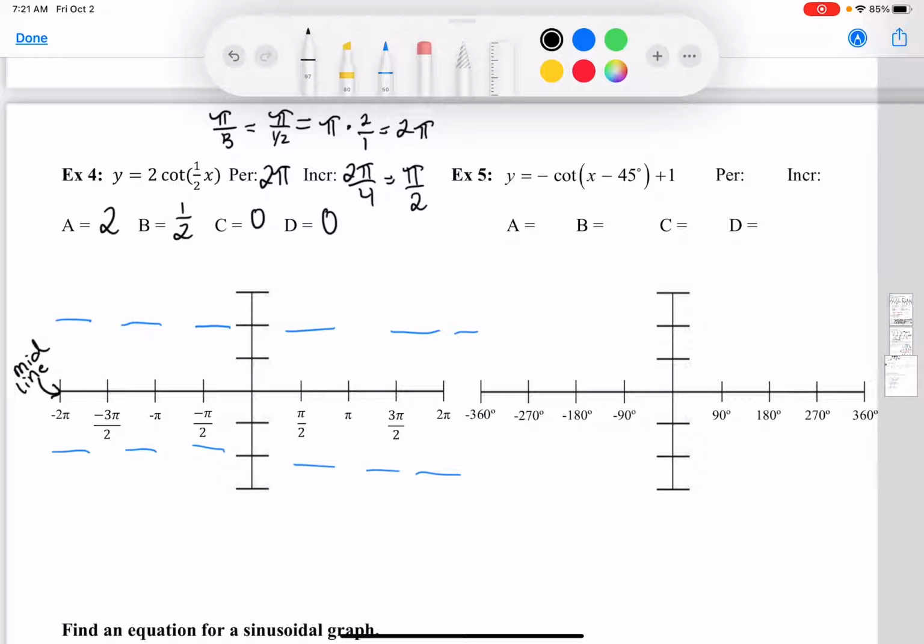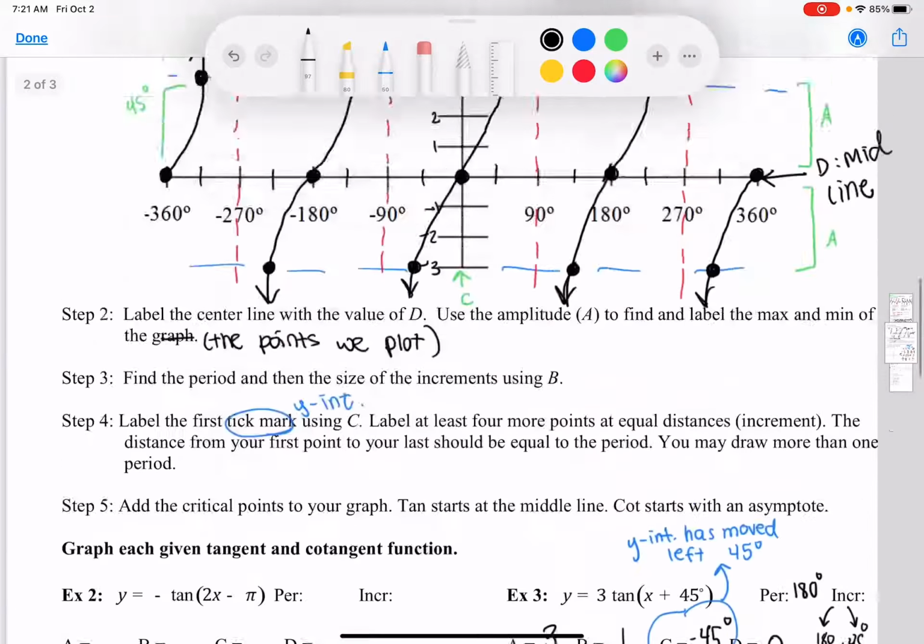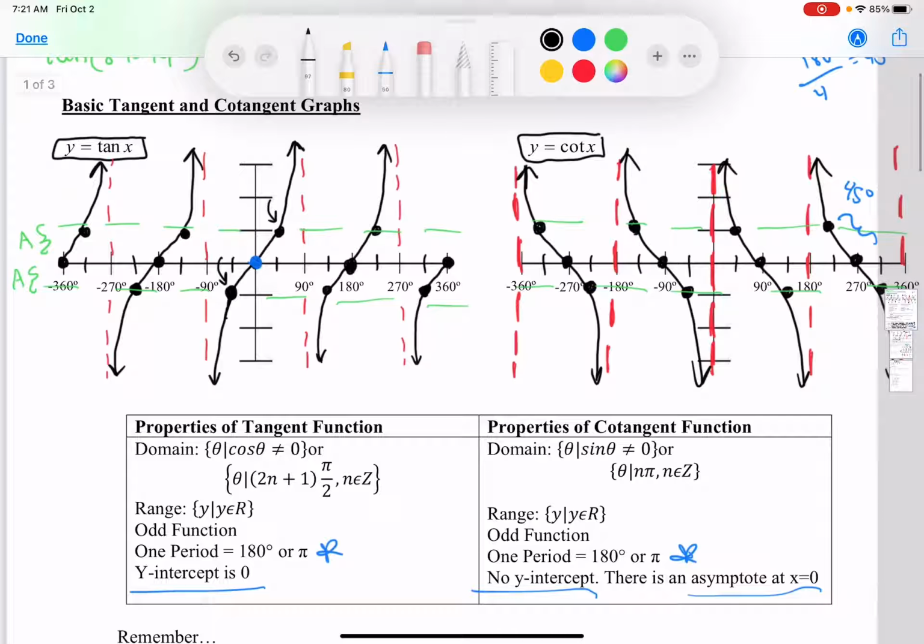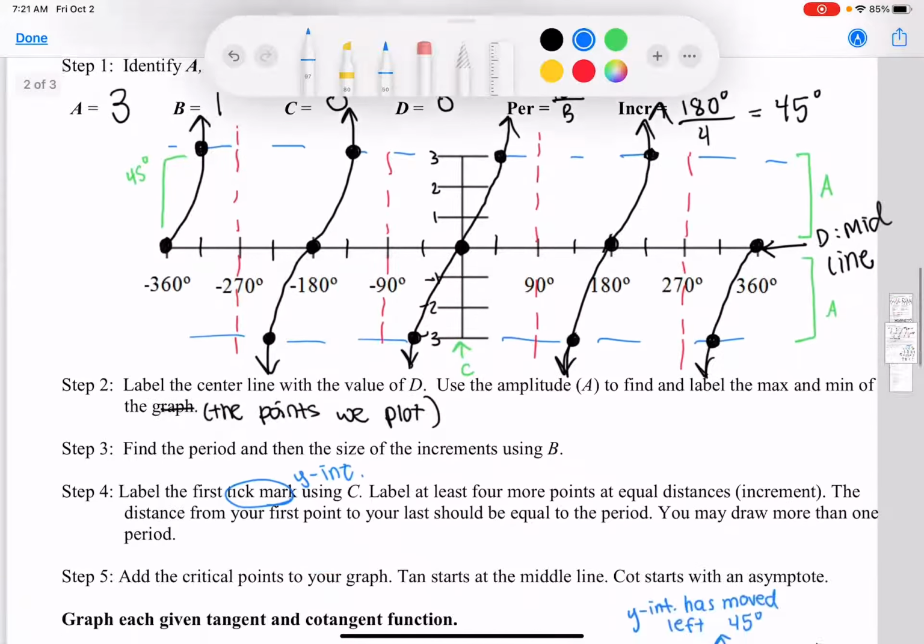And then asymptotes. So for cotangent, if you look at the parent function, we had asymptotes at 0. So remember, we did not have a y-intercept. Instead, it was an asymptote. So at 0, and then you would go 180 degrees in either direction. Again, notice that the period is 180 degrees. That's the distance between two asymptotes for both tangent and cotangent, unless we have a transformation that changes the period. Okay, and which in this case we do.